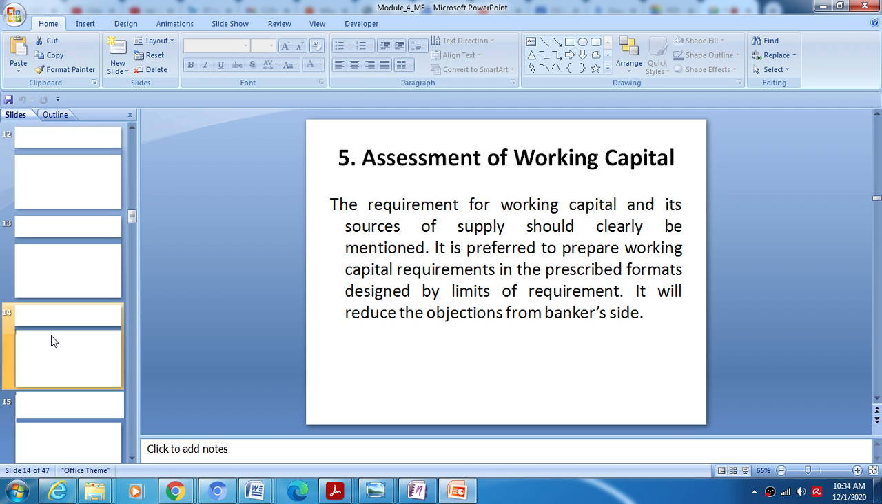Okay. Again, working capital is nothing but the money that you invest in the working components of the project that you plan to kickstart. Okay, that again needs to be mentioned. And if you mention that in a systematic way in the prescribed format, then you're more presentable to the bankers. Otherwise, they may object to the project report that you have submitted.